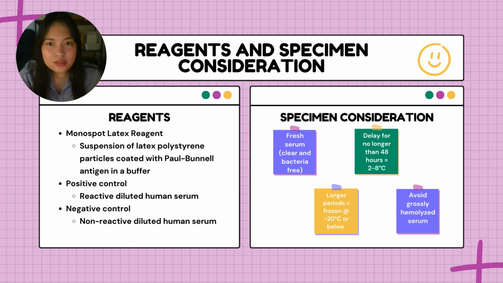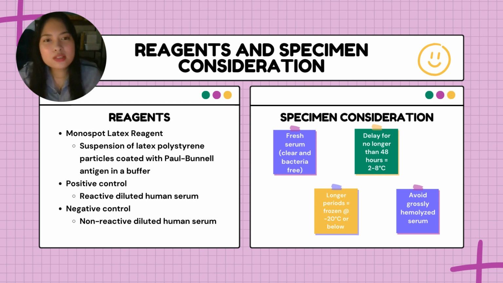So, first, for the reagents, we have the monospot latex reagent, which is a suspension of latex polystyrene particles coated with polybonyl antigen in a buffer. Then we have the positive control, which is a reactive diluted human serum, and the negative control, which is a non-reactive diluted human serum.